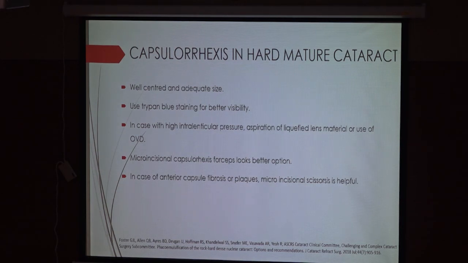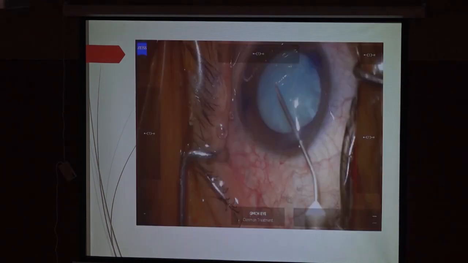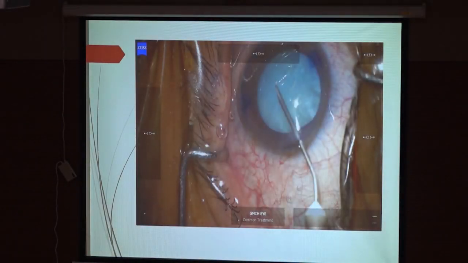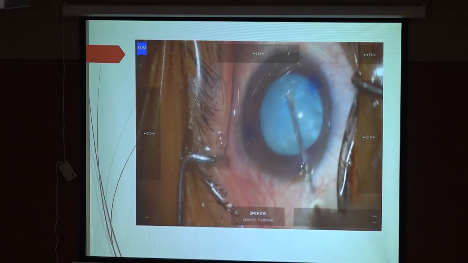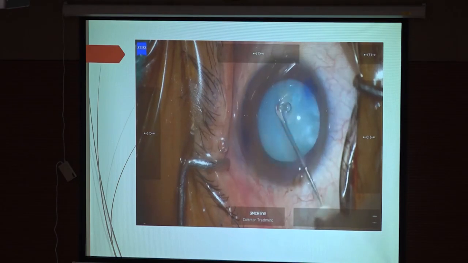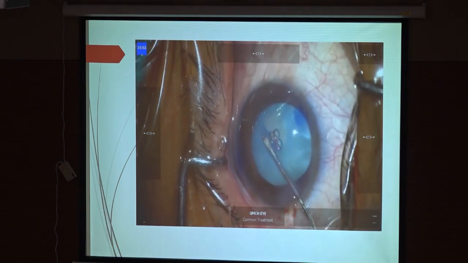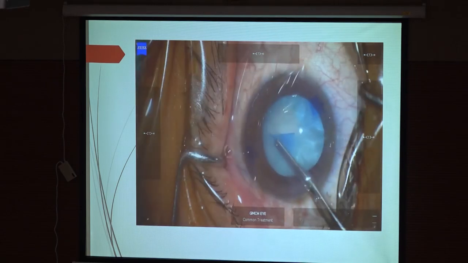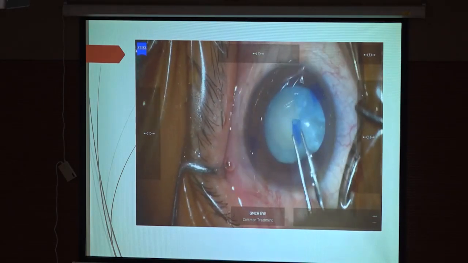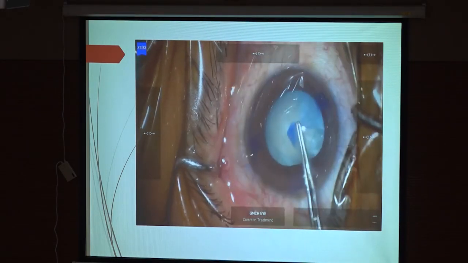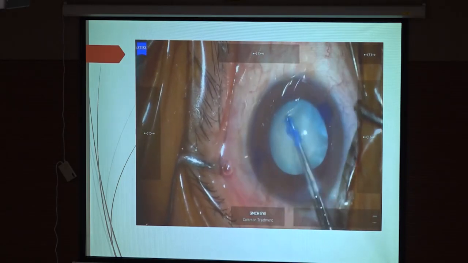And sometimes your capsular rhexis forceps, microincisional scissors may be helpful if you have a plaque on the anterior lens capsule. And a small video showing capsular rhexis in a patient with white and hard cataract. So I started with 26G cystotome, but soon it started running out. So then I shifted to forceps and completed the rhexis. So I think I will prefer forceps over cystotome in these cases.